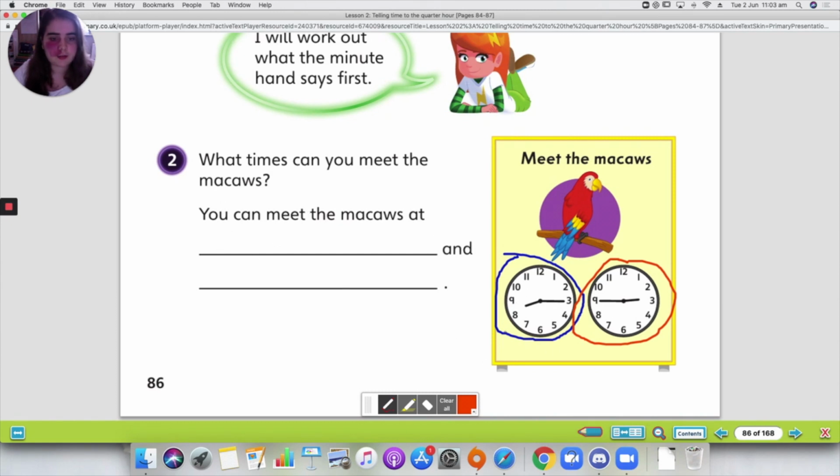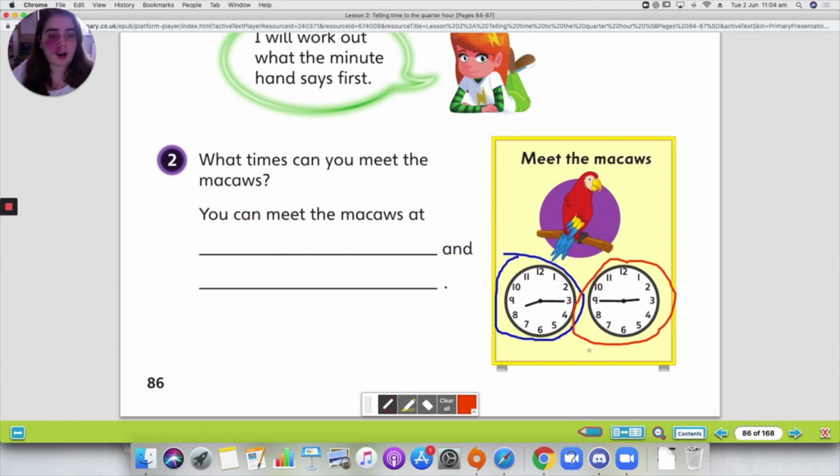So let's look at this first time here. Where is our minute hand first? Our minute hand is a quarter of the way around the clock pointing at the 3, so we know it's a quarter past. And now we look at the hour. Where is our hour hand closest to? It's closest to the 8, it's a little bit past the 8. So we know it's a quarter past 8, so that's our first time here.